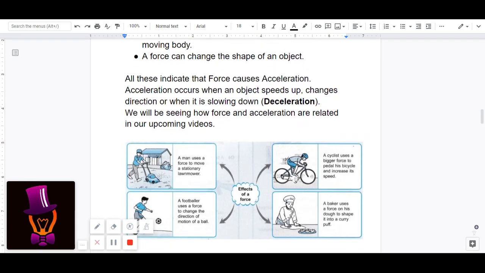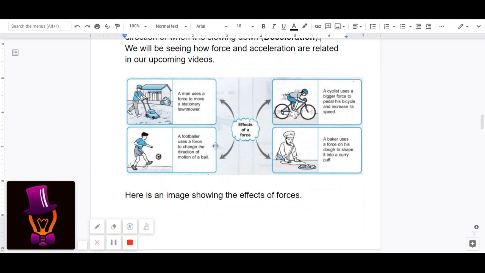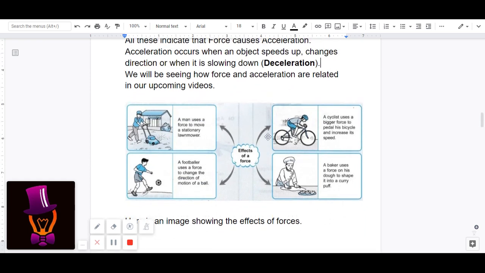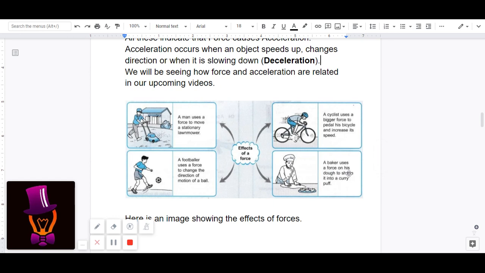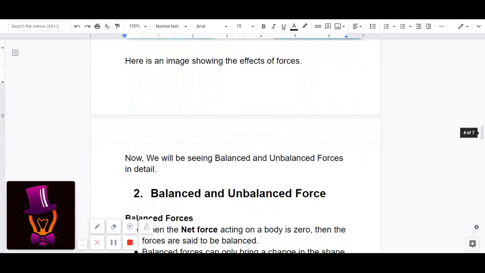In the upcoming videos we'll be seeing how force and acceleration are related. Here's an image showing the effects of forces. A man uses a force to move a stationary lawn mower. A footballer uses force to change the direction of motion of a ball. A cyclist uses a bigger force to pedal his bicycle and increase its speed. A baker uses a force on his dough to shape it into a curry puff.